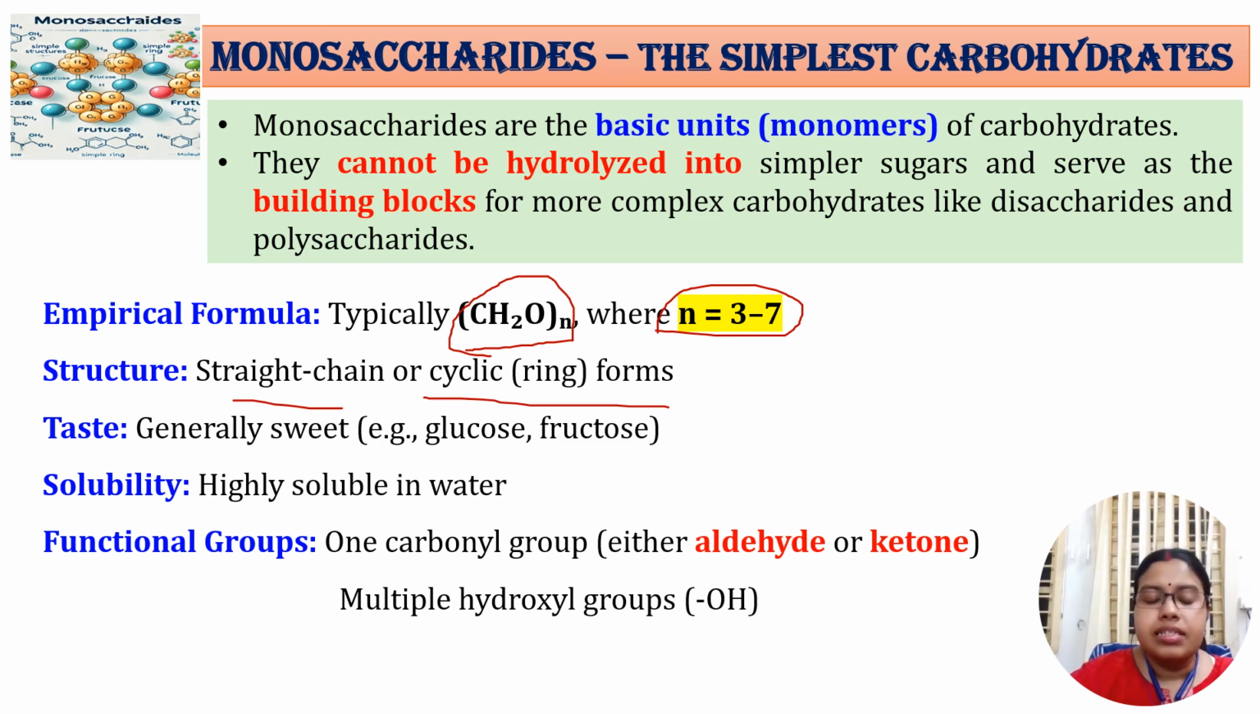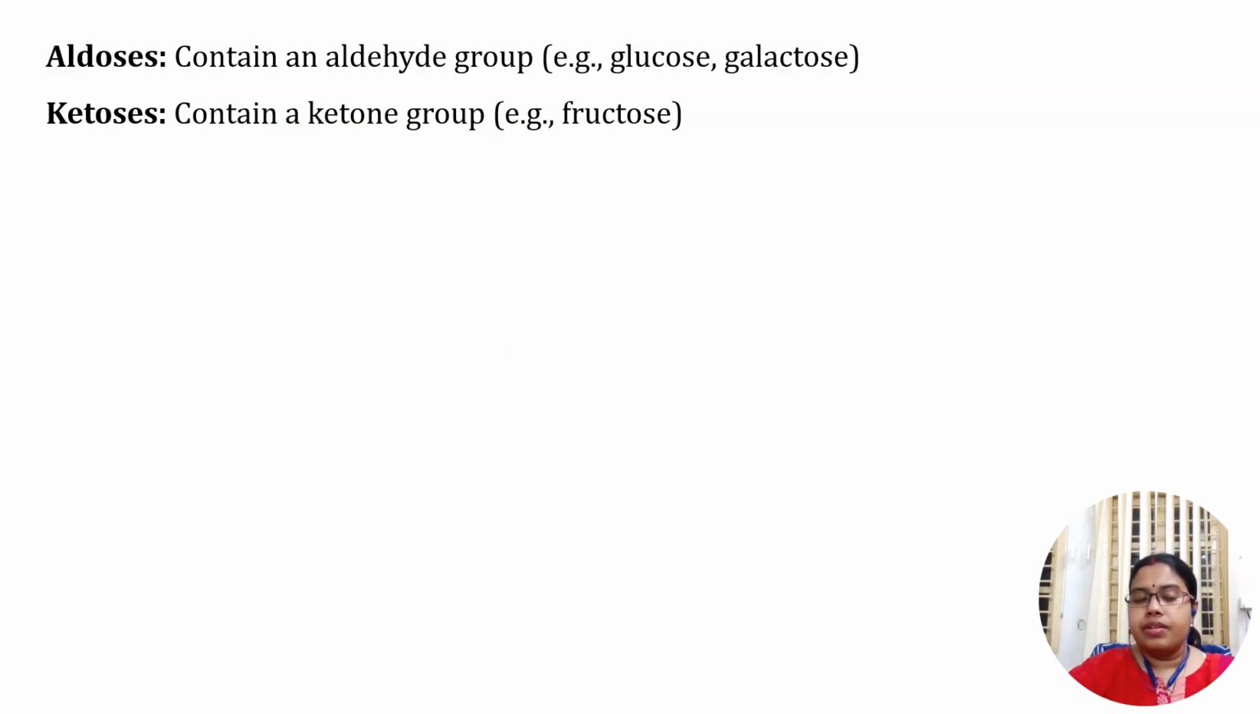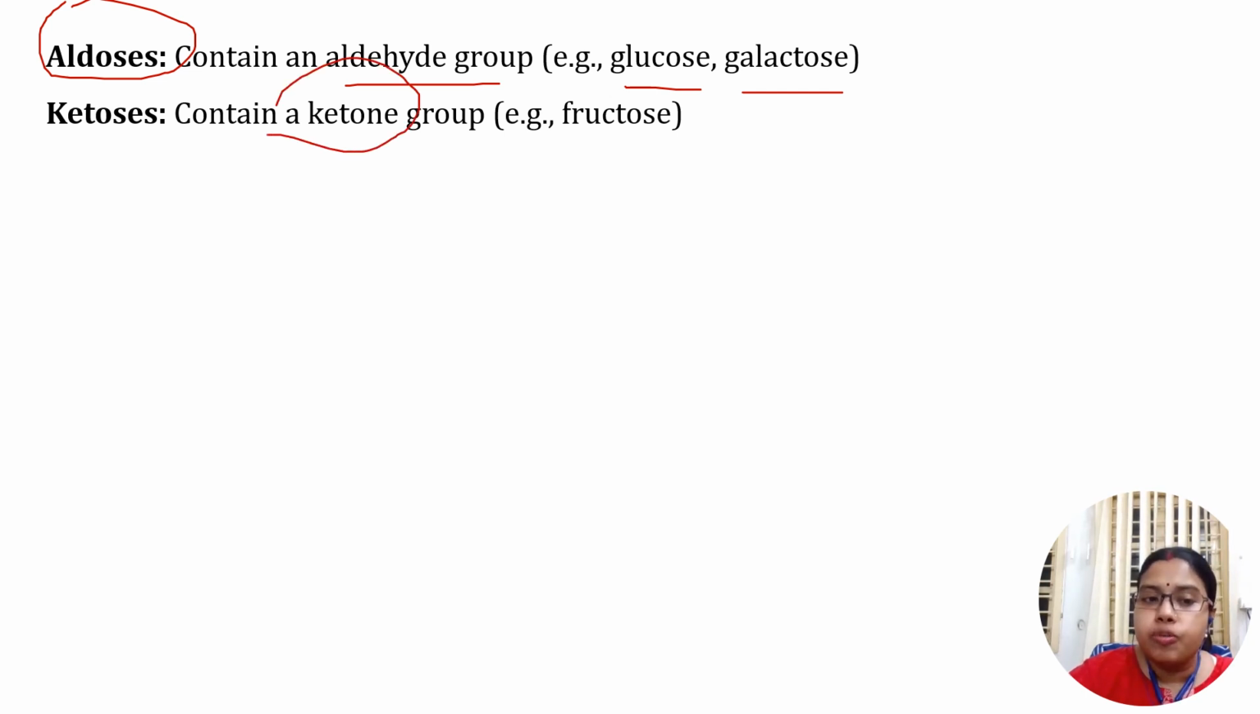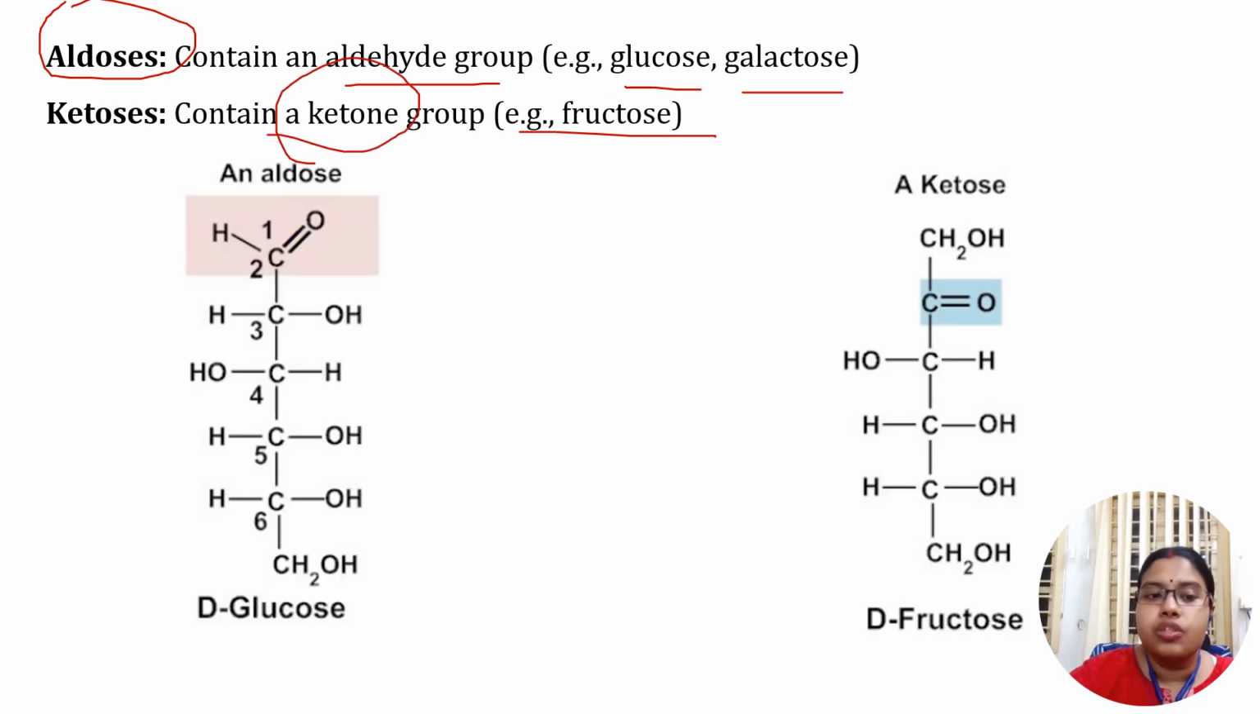Next is taste. The carbohydrate taste is sweet. Solubility: it is highly soluble in water. And in the monosaccharide, two main functional groups are present: either aldehyde or ketone as the carbonyl group, and multiple hydroxyl groups. If in the monosaccharide the aldehyde is present, like in glucose and galactose, it is known as an aldose. And if the ketone group is present, like in fructose, it is known as a ketose.